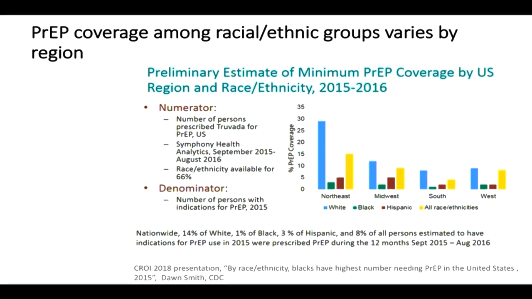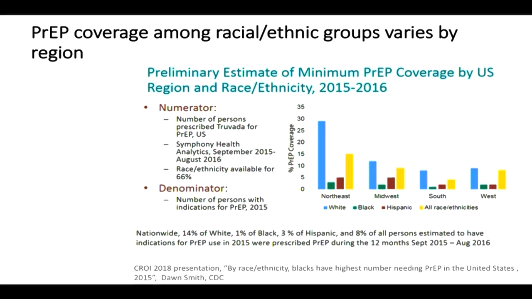Now, another study looked at the PrEP coverage among racial and ethnic groups, but looked at it by region of the country. So broken down by the states in the Northeast, those in the Northwest, those in the South of the US, and the West. And the goal here was to see which regions experience greater disparities in racial and ethnic coverage for PrEP. And so the numerator for the study was the number of persons prescribed Truvada for PrEP, as gleaned from databases, and they had race and ethnicity data for about 2/3 of this patient population, and the denominator was the number of persons with indications for PrEP based on CDC data.